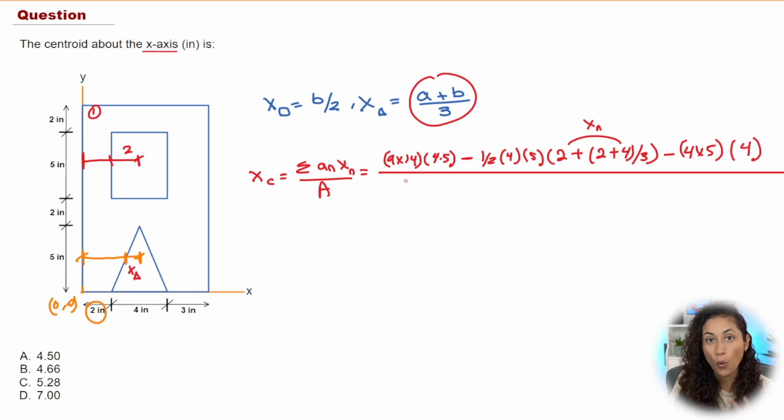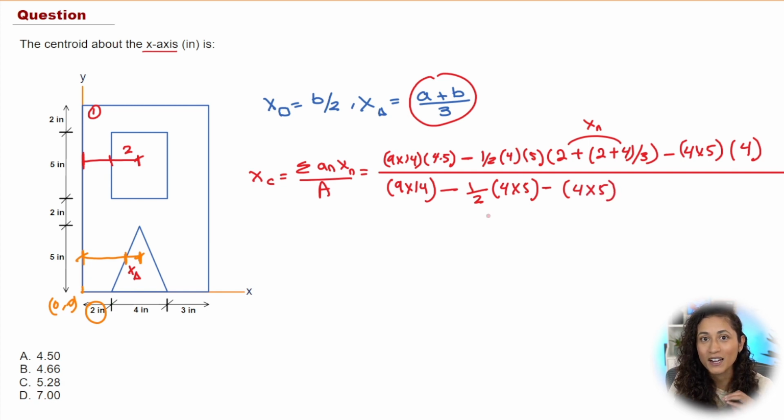Now let's divide the whole thing by the total area. So first we're going to have 9 times 14, which is the area of the big rectangle. Then we're going to do minus. Remember guys, if we have minus here, you're going to have minus here as well. So we're going to do minus the area for the triangle, which is 1/2 times 4 times 5, and then minus the area of the small rectangle, which is 4 times 5.